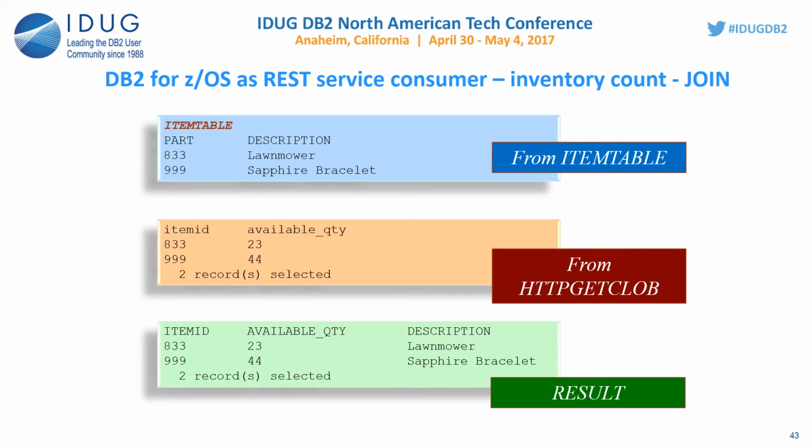Of course, this is a very, very simple example. The takeaway, or the message I want to send here, is that using the JSON feature inside Db2 allows you to join data from remote sites with other objects inside Db2.